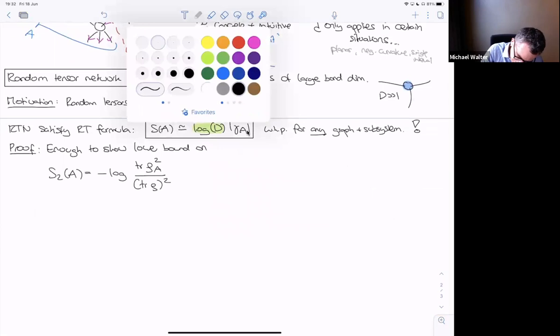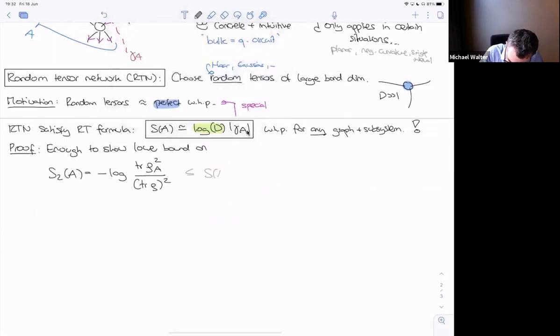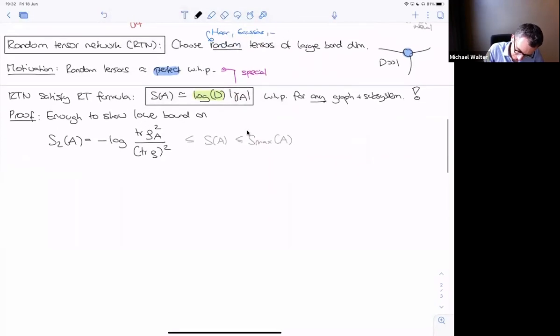Okay, and the reason why this is good enough is that Renyi 2 entropy is always less or equal to the von Neumann entropy, always less or equal to the max entropy, and the max entropy satisfies this upper bound. Okay, cool. Well, I guess we want to show a lower bound on entropy, and we're going to use the Renyi 2 entropy.